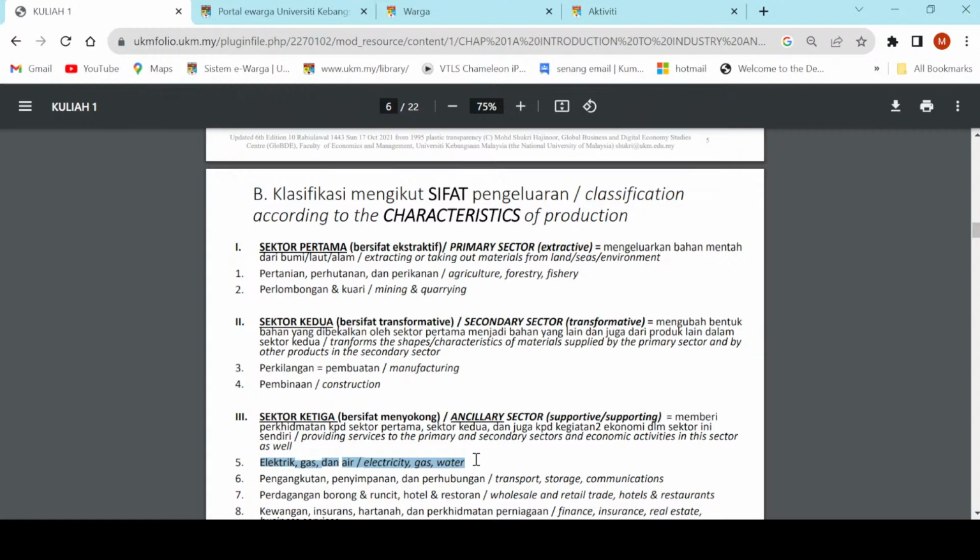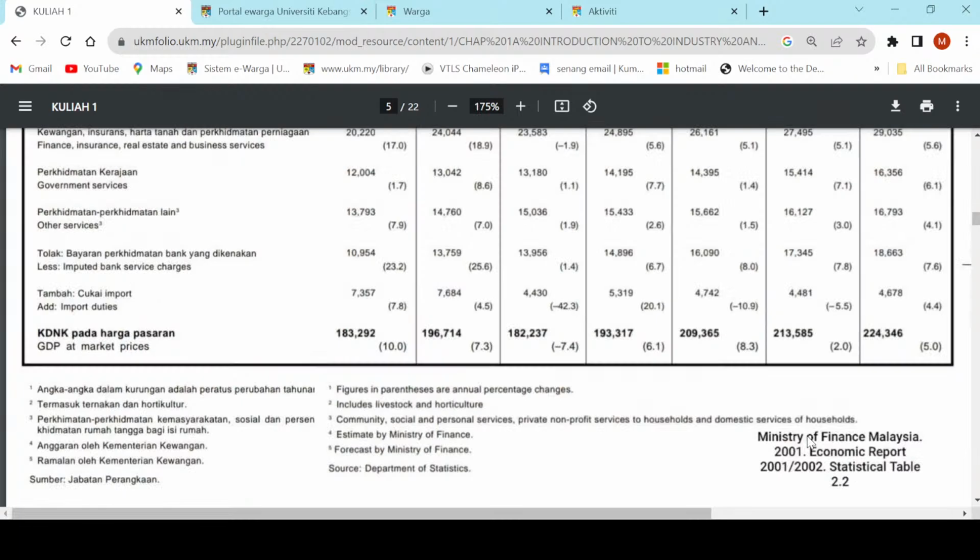See, electricity, gas, and water. This is an old book, 2001. Now the modern name of electricity, gas, and water here is utilities. Utilities, electricity, gas, and water.